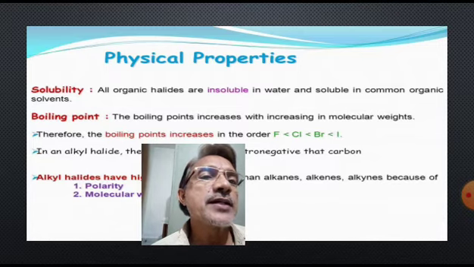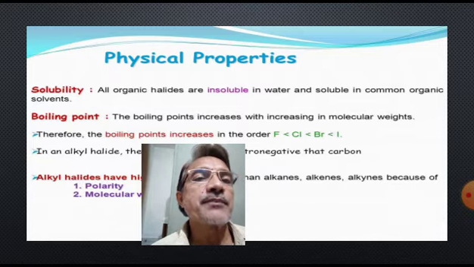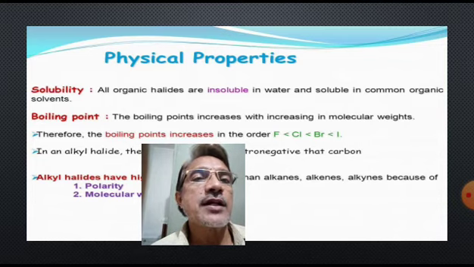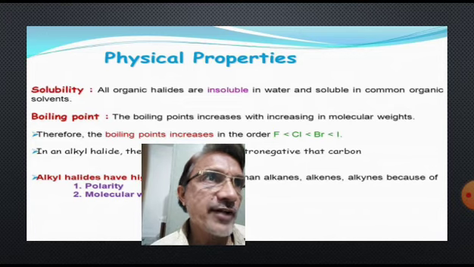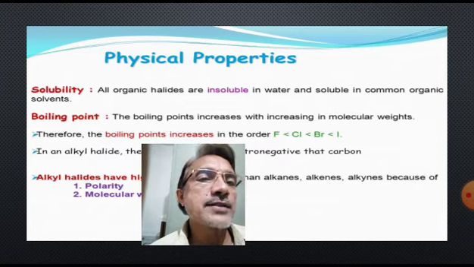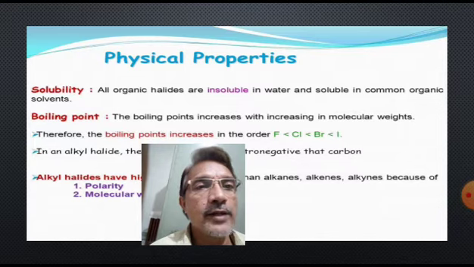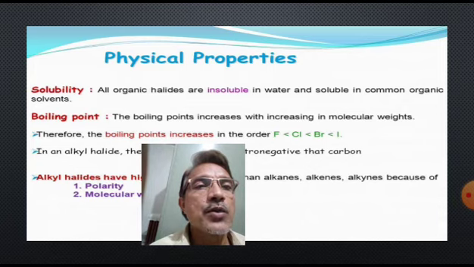Boiling point. Boiling points increase with increase in molecular weights. It means as the molecular weight of an alkyl halide increases, its boiling point also increases. The boiling point of methyl chloride will be lower than that of ethyl chloride, and the boiling point of ethyl chloride will be lower than that of propyl chloride.